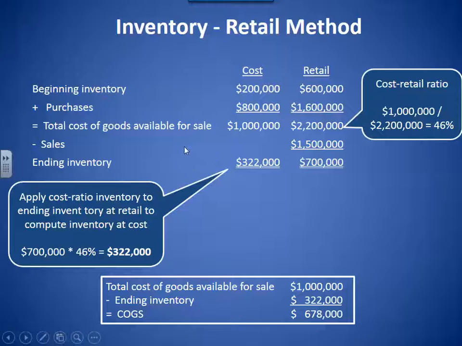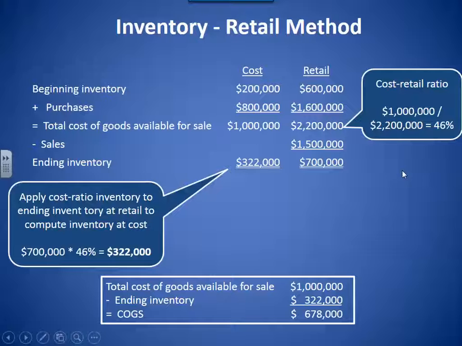So to calculate our total cost of goods available for sale, we take our cost of $200,000 beginning inventory value plus purchases of $800,000, so our total cost of goods available for sale at cost would be $1 million. At retail, we'd have a beginning inventory of $600,000 plus $1,600,000 in purchases for a total of $2,200,000. Now what we can do at this point is take a ratio. We divide the cost of $1 million by the $2,200,000 worth of retail, and that comes to 46%.